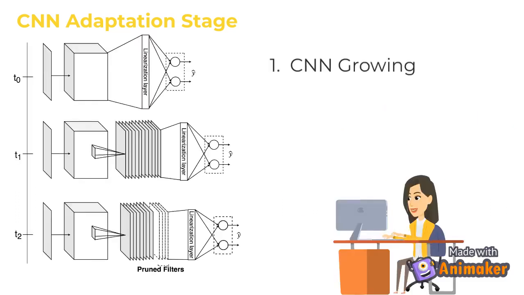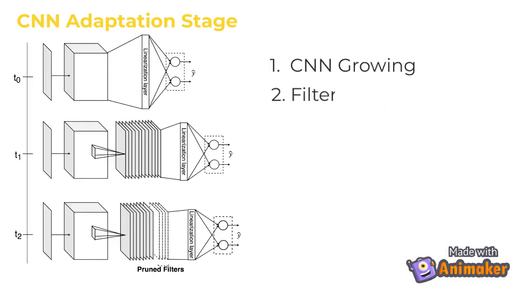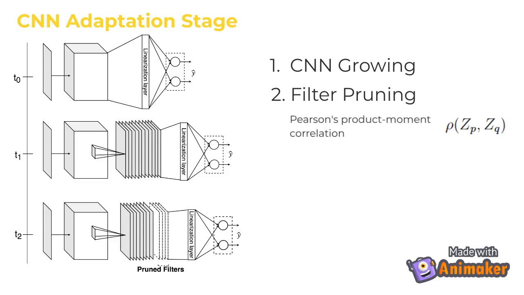Another thing that happens during the CNN adaptation stage is the filter pruning. Filter pruning strategy is implemented as it is hard to determine the number of filters needed at the start of the training. Filter pruning happens when the growing criteria is satisfied and there are kernels which are highly correlated. This correlation is measured using Pearson's product moment correlation. They are considered similar when they possess a strong positive correlation, that is when this condition is satisfied. Rho in the formula refers to the Pearson's correlation of the vectorized feature map of the filter pair Kp and Kq.